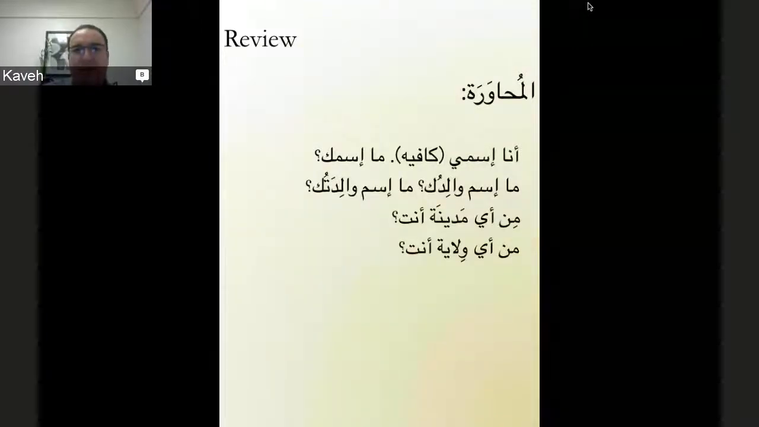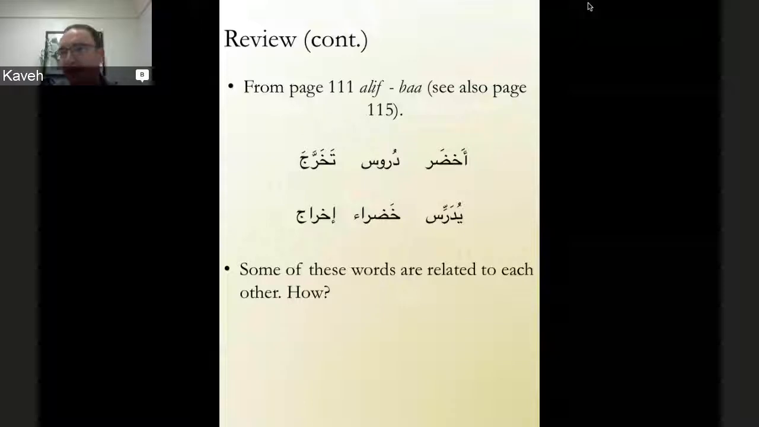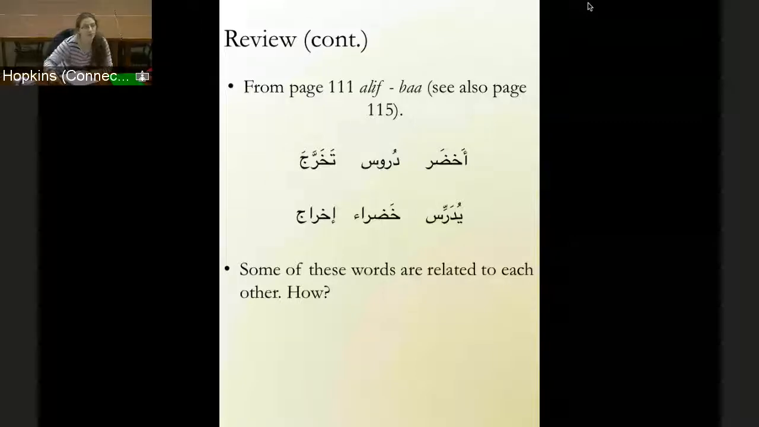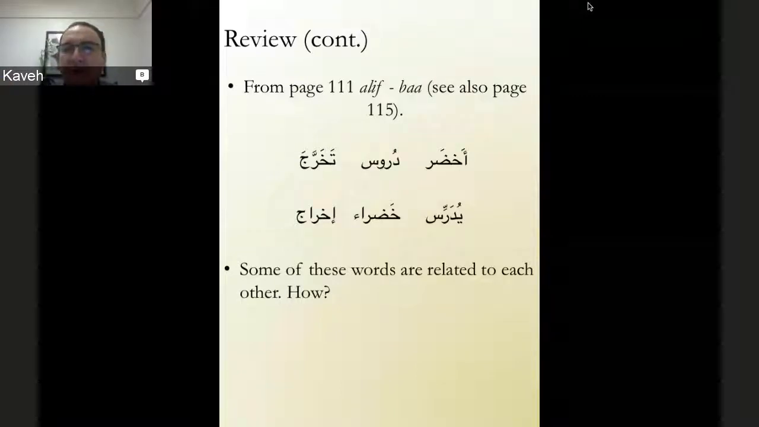All right, so now we're going to slightly change course. Could someone read for me the top row that you see on your screen? It's from page 111 of Alif Ba. Akhdar. I'm not sure what that first bit is, because there's the first letter on the second word. Anyone can read that? That's a dal, right? Oh, sorry, I wasn't sure whether it was connected or not.